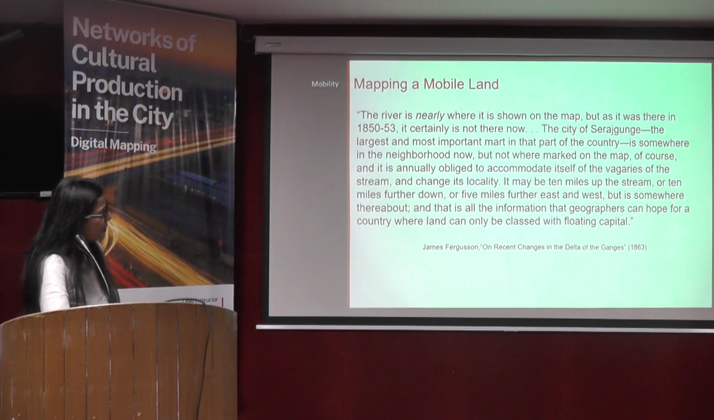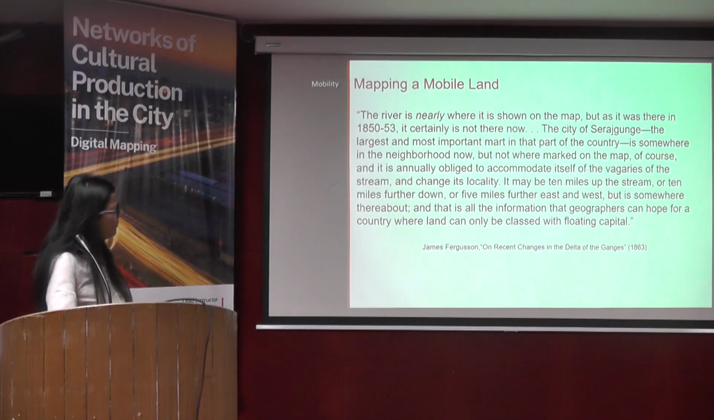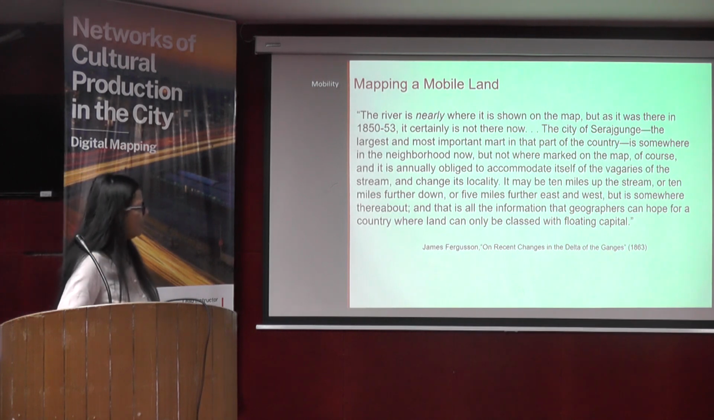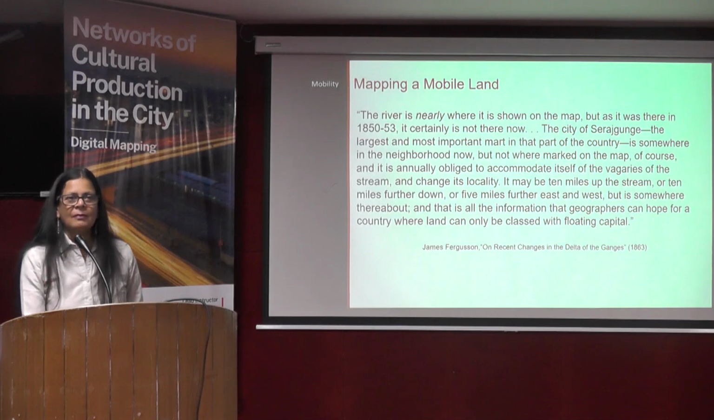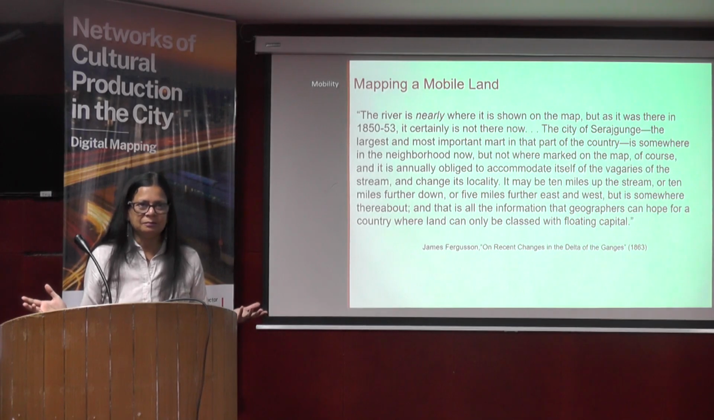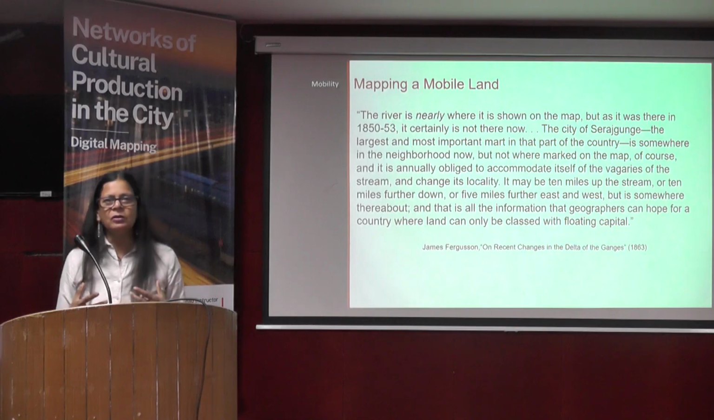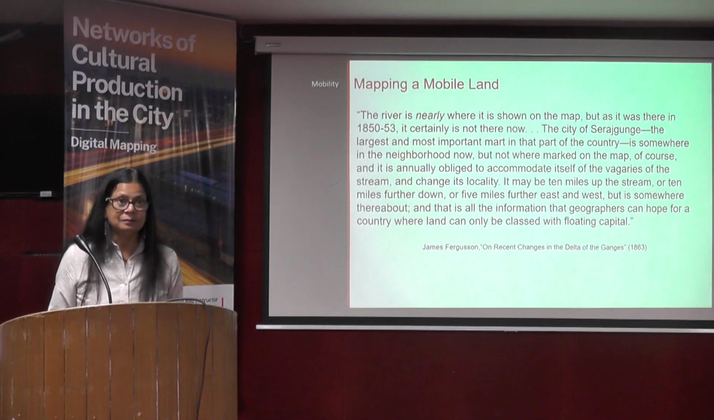It may be 10 miles up the stream or 10 miles further down or 5 miles further east and west, but it is somewhere thereabout. And that is all the information the geographers can put for a country where land can only be classed with floating capital. In other words, the maps simply don't make any sense. Okay, he can't make sense of that, right? At least he knows that it is what I call mobile land. He's trying to map a mobile land.